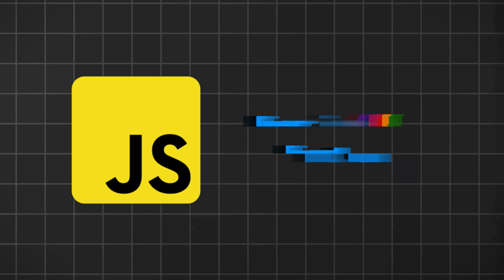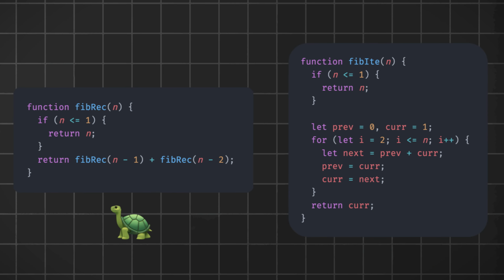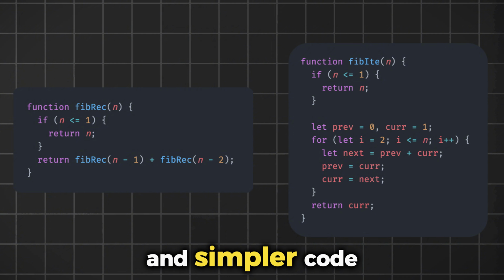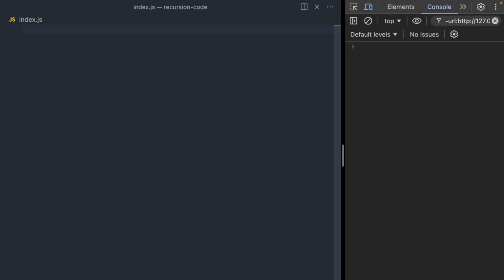In JavaScript, recursion is a technique where a function calls itself repeatedly to solve a problem. Although it's often slower than the iterative approach in terms of time complexity, it creates cleaner and simpler code, making it commonly used in data structures and algorithms. Let's take a look at an example.